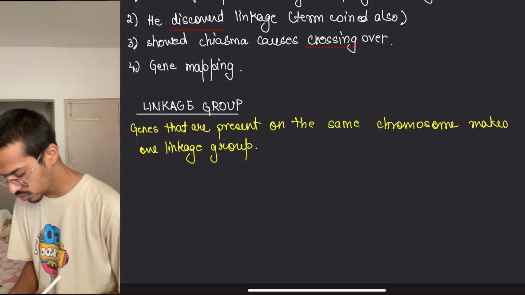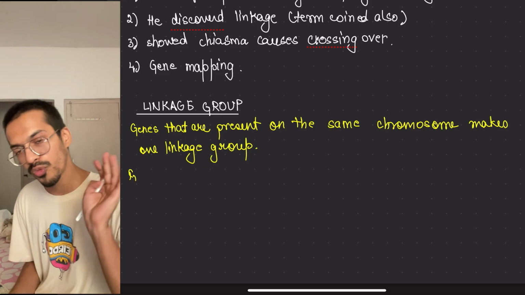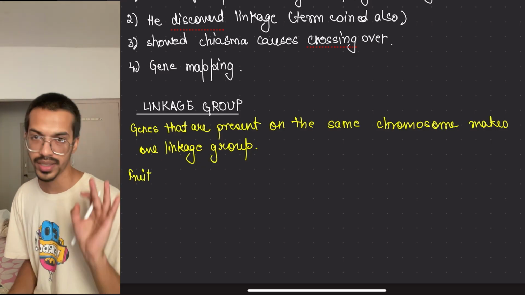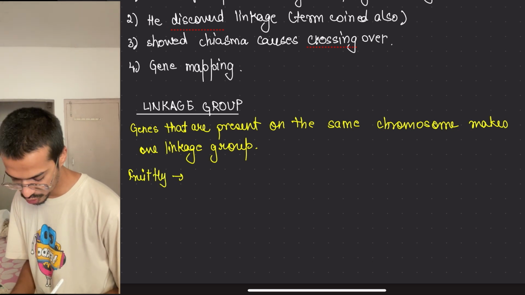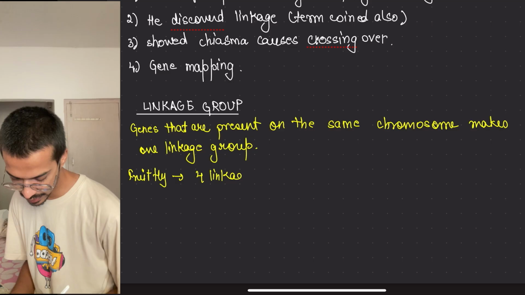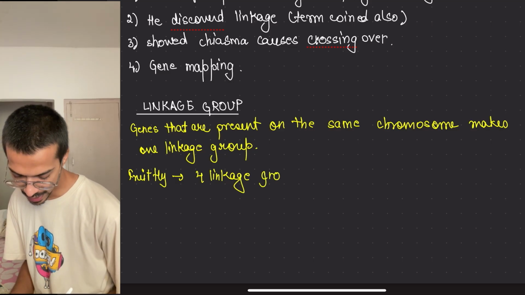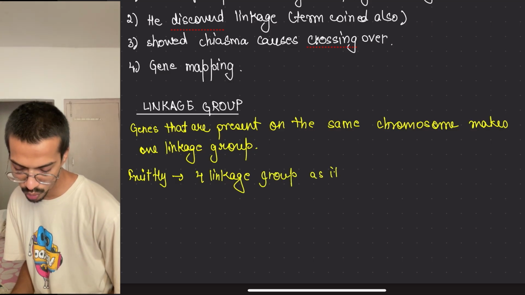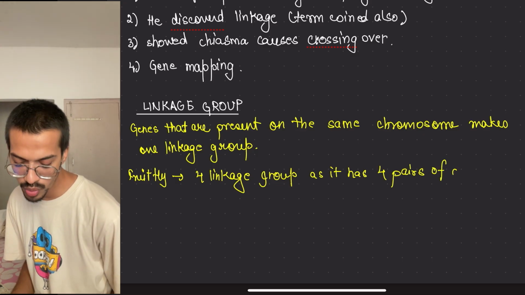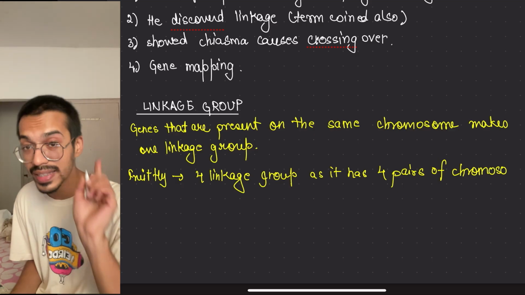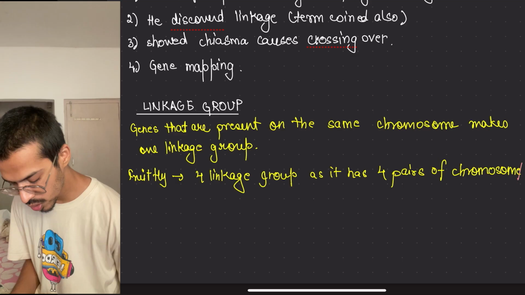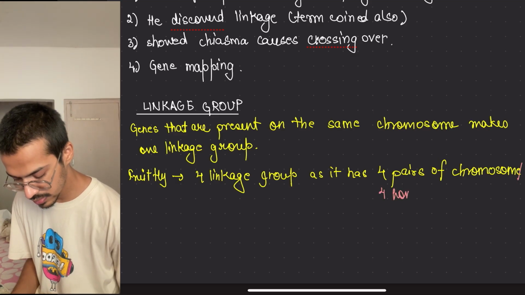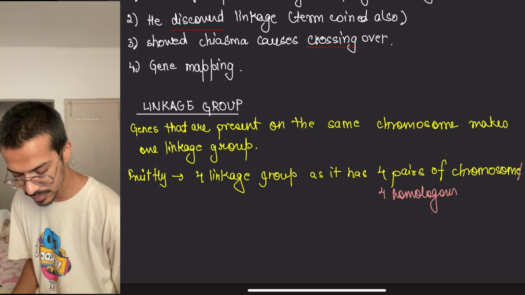So you will remember that fruit fly has 4 pairs of chromosomes only. So 4 linkage groups. Fruit fly, 4 linkage groups, as it has 4 pairs of chromosomes. So one homologous chromosome pair is considered as one linkage group. Okay, so it can also be represented as 4 homologous chromosomes.